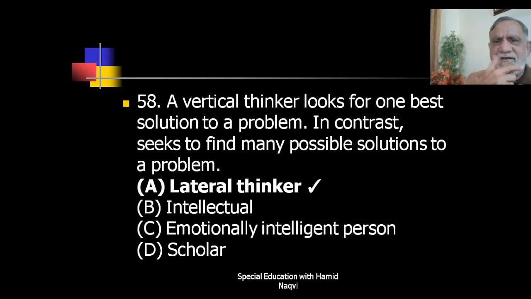A vertical thinker looks for one best solution to a problem. In contrast, dash seeks to find many possible solutions to a problem. A lateral thinker, intellectual, emotional, intelligent person or scholar. First one is correct, lateral thinker.